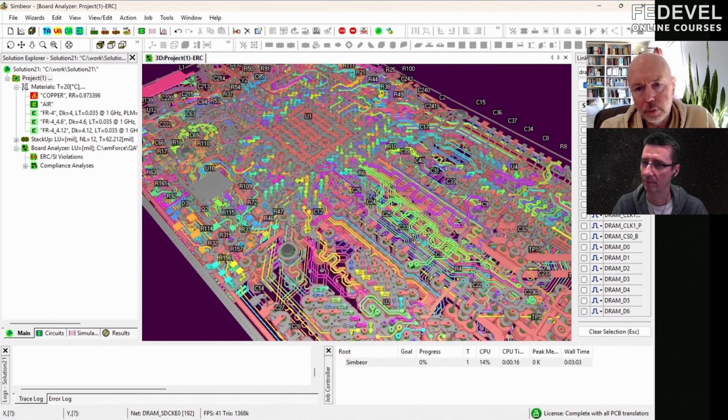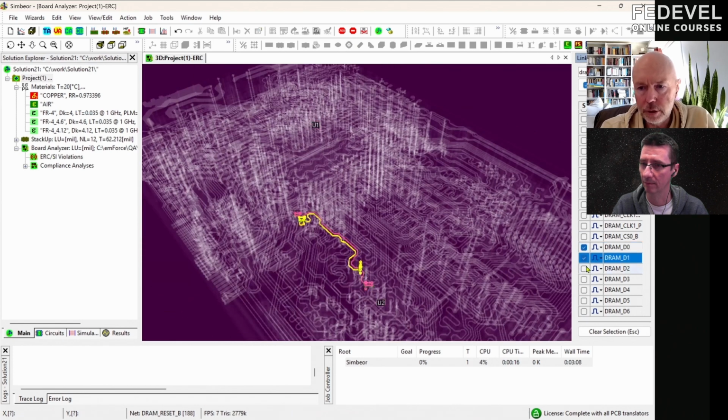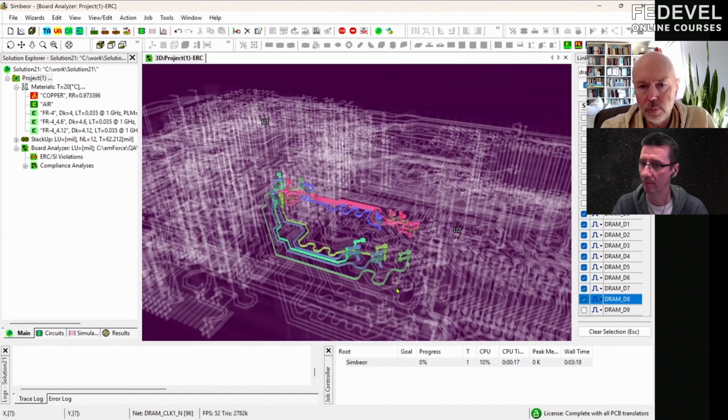So this is a 3D view of the board generated instantly in Simbeor. And this is one of the technologies that we put some effort into. The reason is we wanted to visualize the results in 3D. It's a much more space.